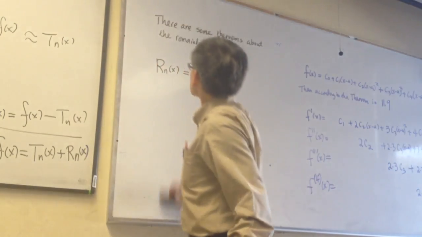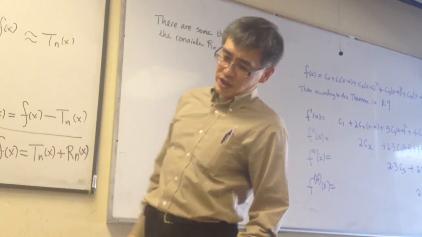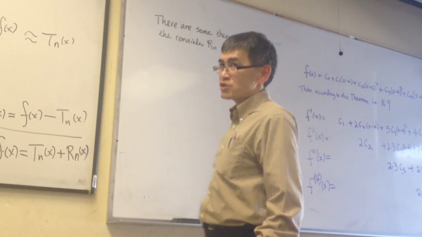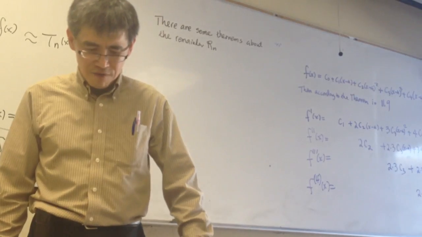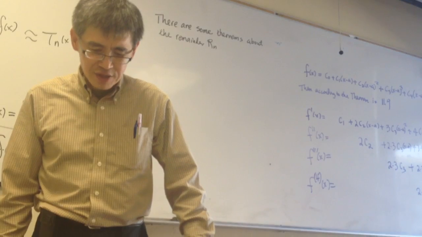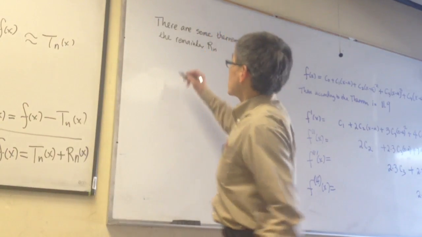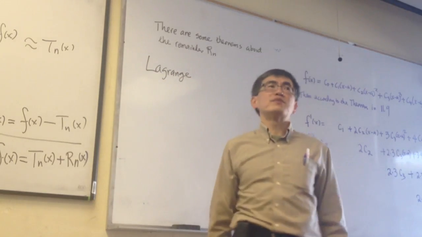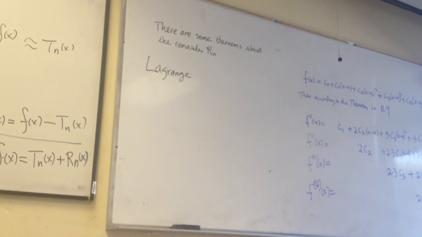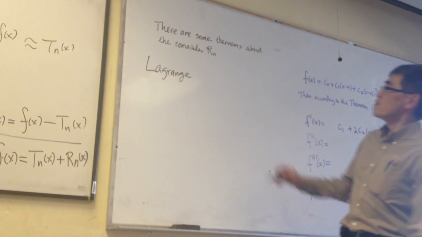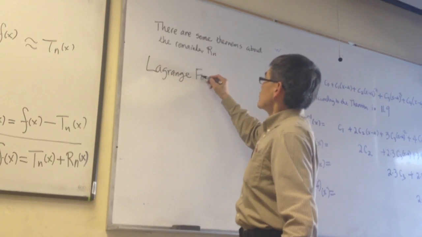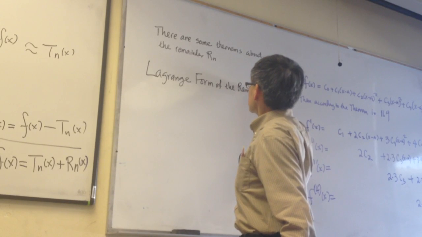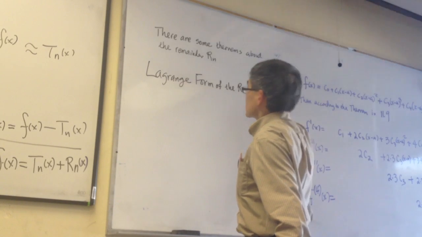The first thing is called the Lagrange formula for the remainder. And this is a well-known one. Lagrange is one of the great mathematicians of that era. So the Lagrange form of the remainder goes like this.